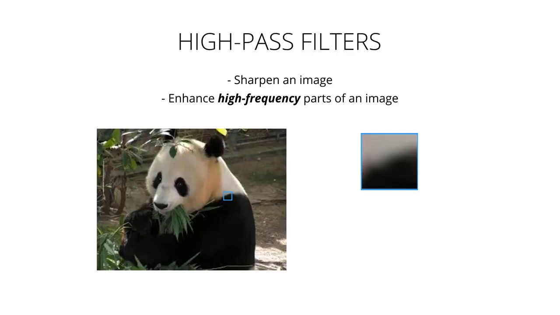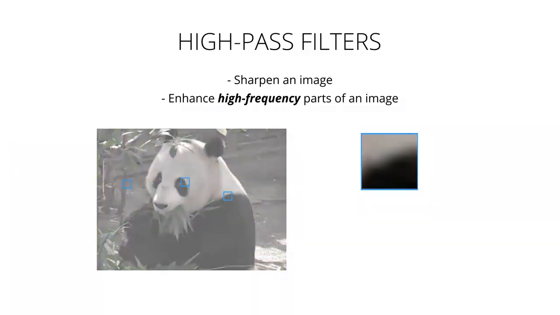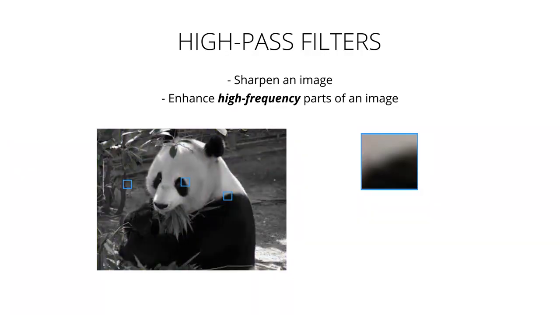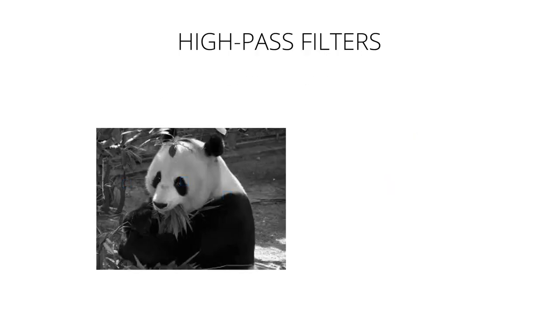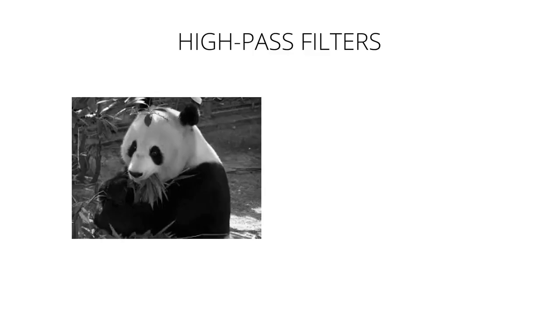And since we're looking at patterns of intensity, the filters we'll be working with will be operating on grayscale images that represent this information and display patterns of lightness and darkness in a simple format. Let's take a closer look at this panda image as an example. What do you think will happen if we apply a high-pass filter?